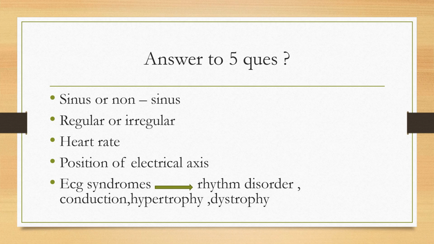And conduction, what does it mean? Conduction disorder means it is an atrioventricular block, an intraventricular block, or a bundle of His block. Then hypertrophy: is it right ventricular hypertrophy or left ventricular hypertrophy, or maybe atrial hypertrophy. And dystrophy: dystrophy is when the muscles of the heart become weak.